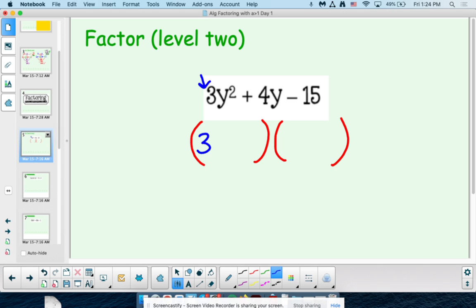I know I'm going to have a 3y and a 1y, but I don't really need that one because the only way to get to 3 is 3 times 1. So we're okay there, okay? But now this is where things get kind of challenging.